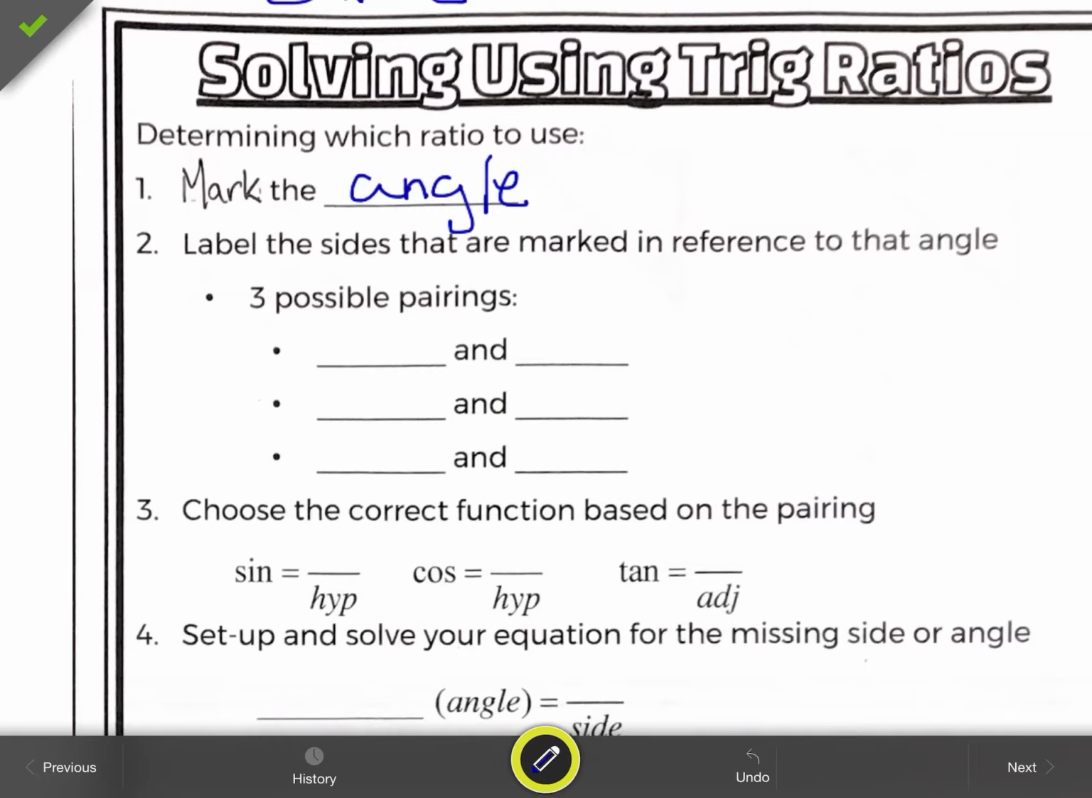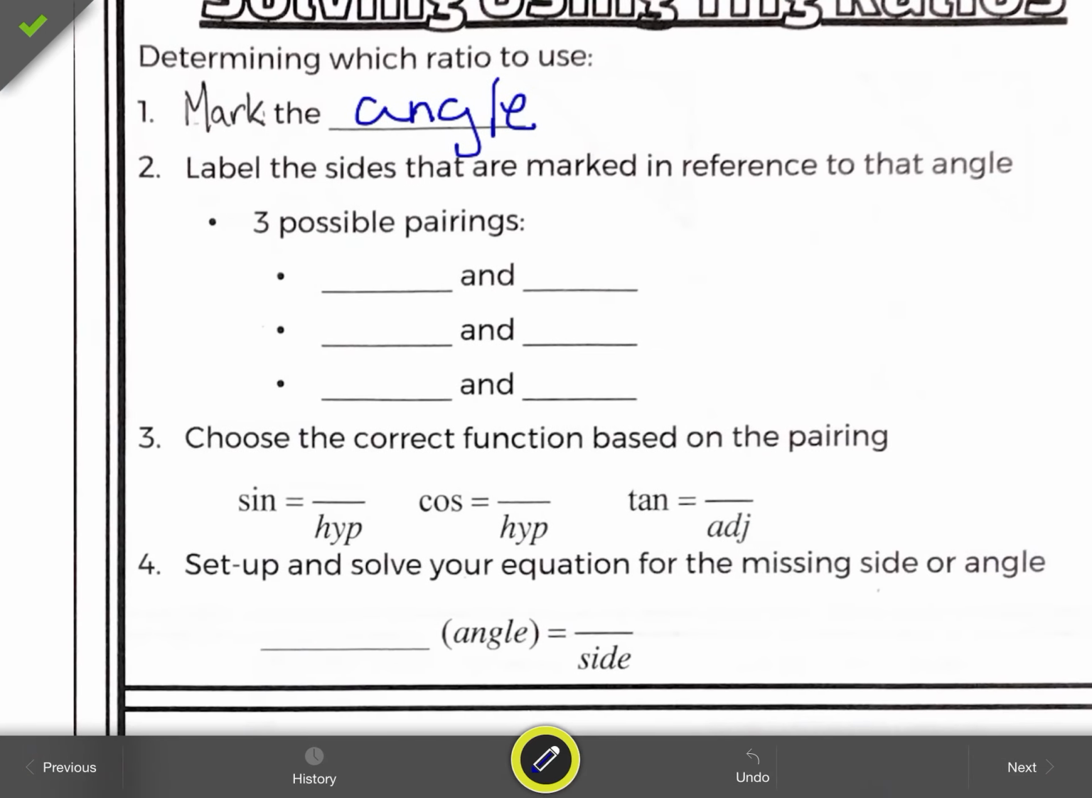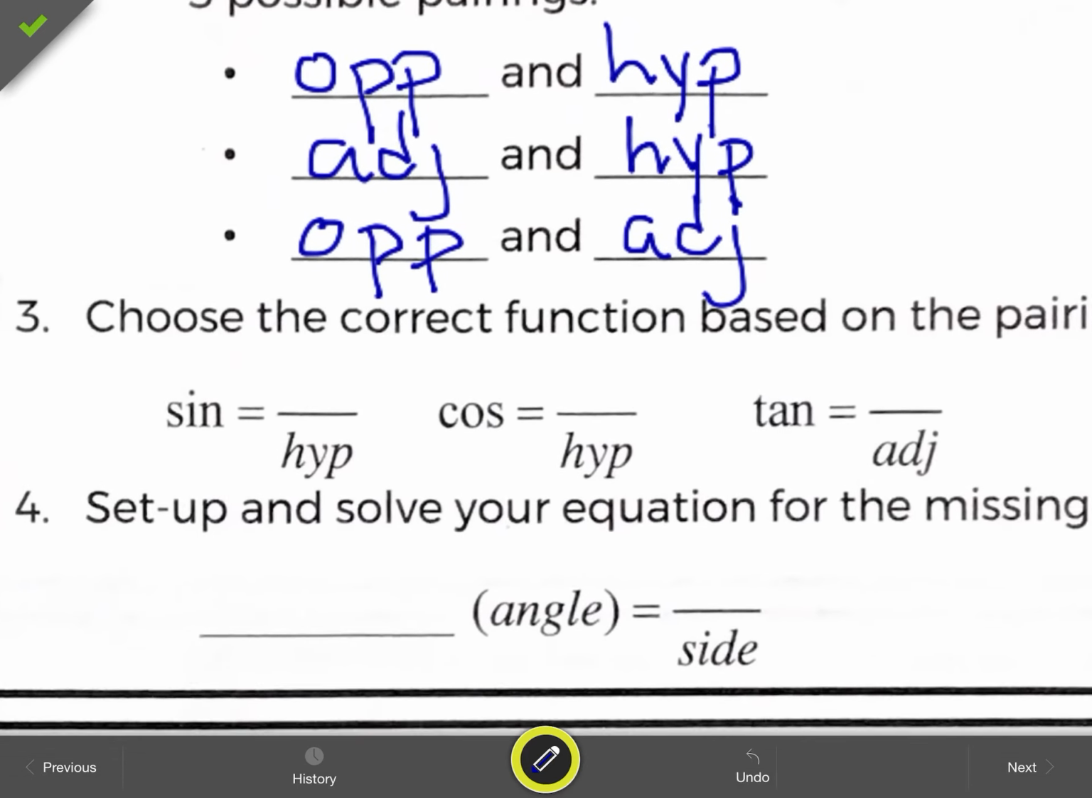All right, then you're going to label the sides, just like we have. Label the sides in reference to that angle. So there's only 3 possible pairings that you can have. Opposite over hypotenuse, that would be your sine. Adjacent over hypotenuse, that is your cosine. Or opposite and adjacent. There is no other option there: sine, cosine, or tangent. Then you're going to choose the right one.